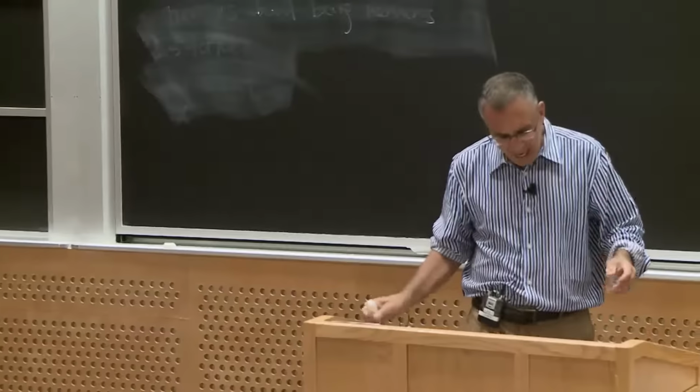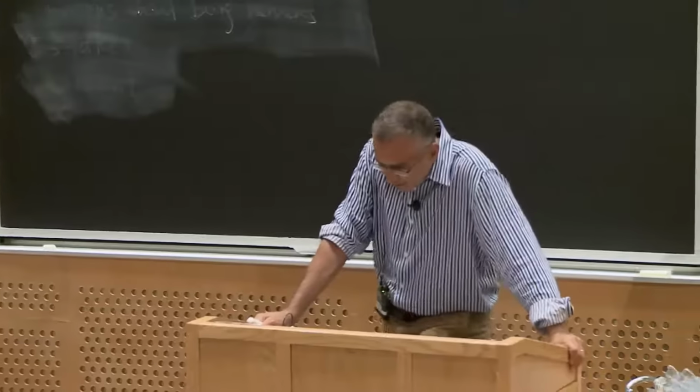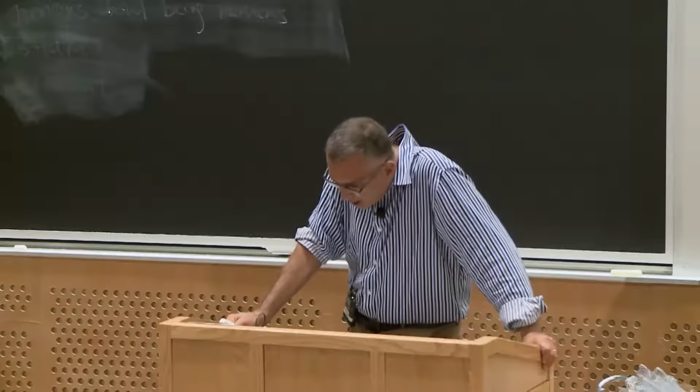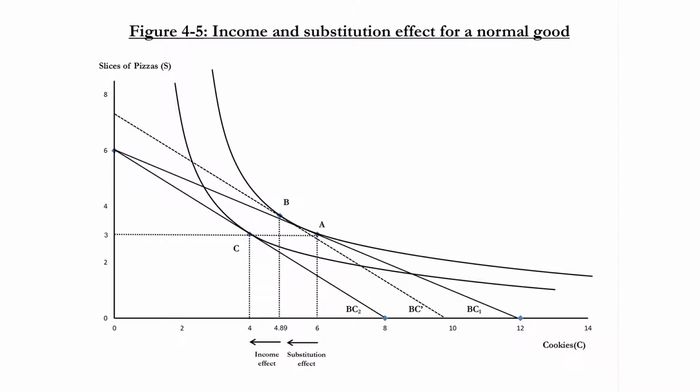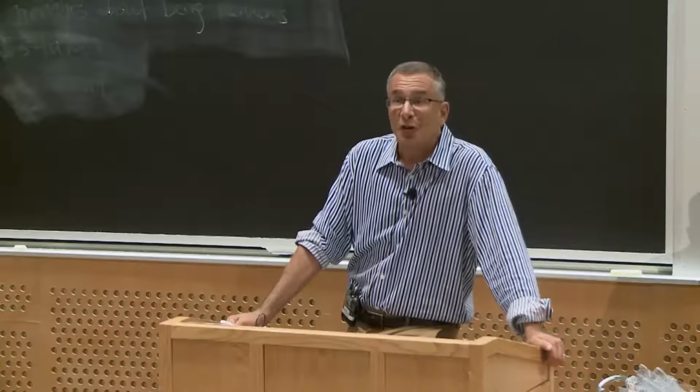Okay. So now, let's go back to our classic example. We start at point A. We're on original budget constraint 1. So this is figure 4-5. Look at BC1. That's the original budget constraint. And our indifference curve is tangent at point A. So as we said a number of times this lecture, we choose 6 cookies and 3 pizzas. That's our base case.